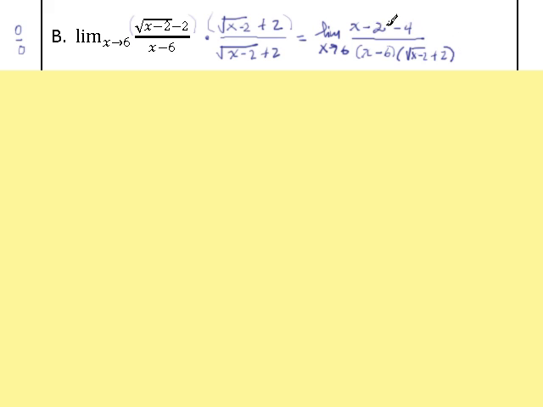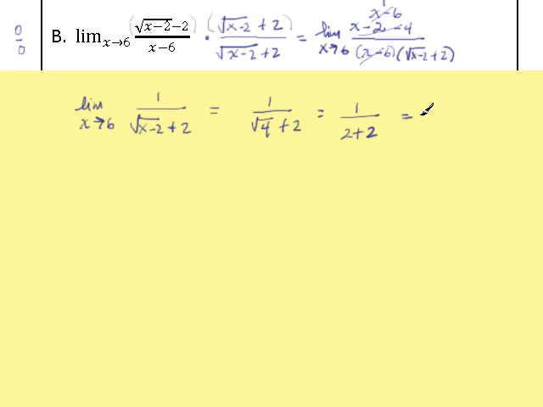So notice in the numerator over here, x minus 2 minus 4, that's equal to x minus 6. And we'll cancel that with this x minus 6 in the denominator. So we're left with the limit as x goes to 6 of 1 over the square root of x minus 2 plus 2. And now if we substitute in 6, the denominator is no longer equal to 0, so we can just substitute right in, and we get 1 over the square root of 6 minus 2, plus 2, that is equal to 1 over 2 plus 2, or 1/4.